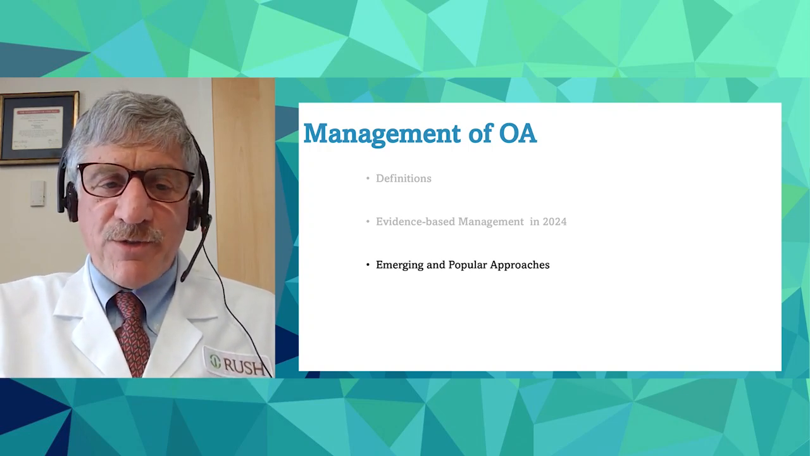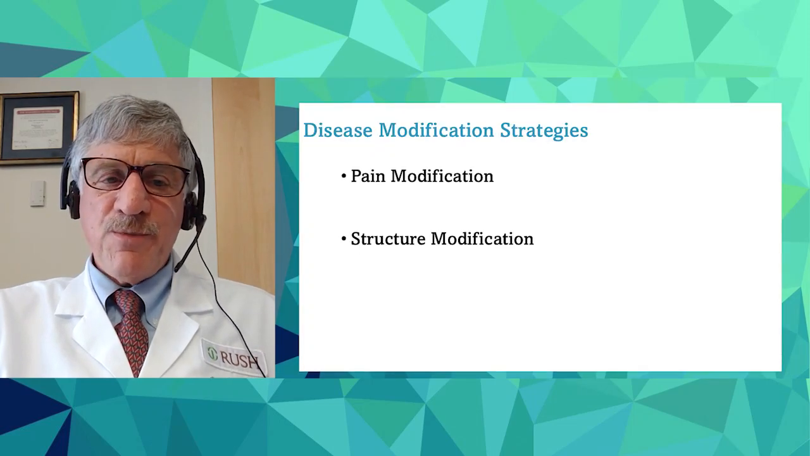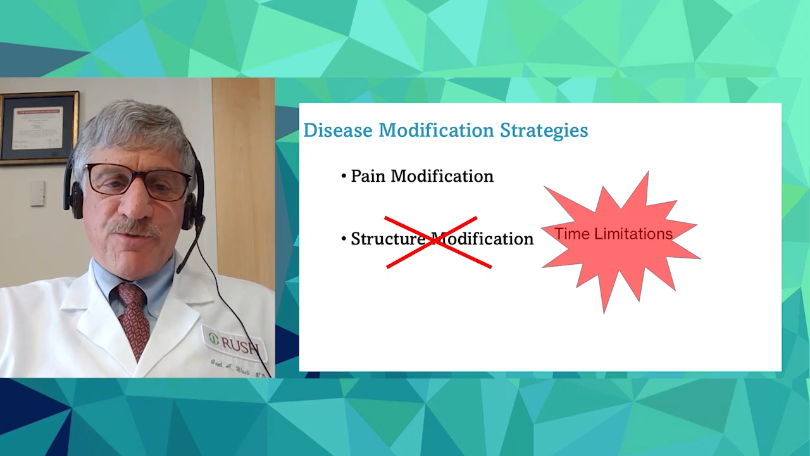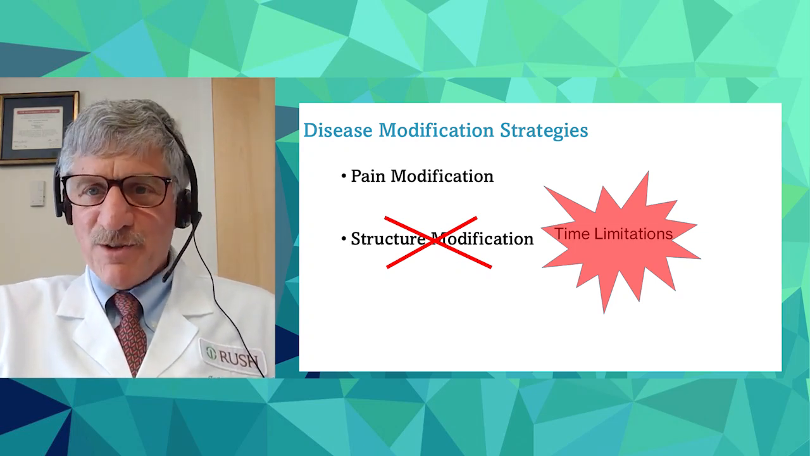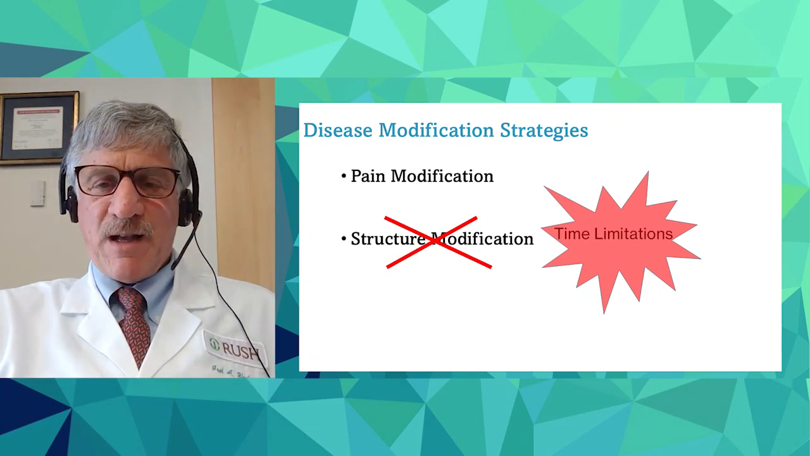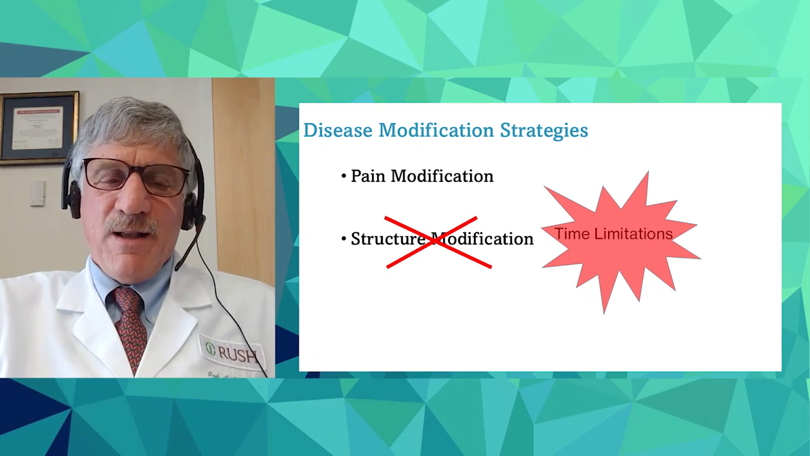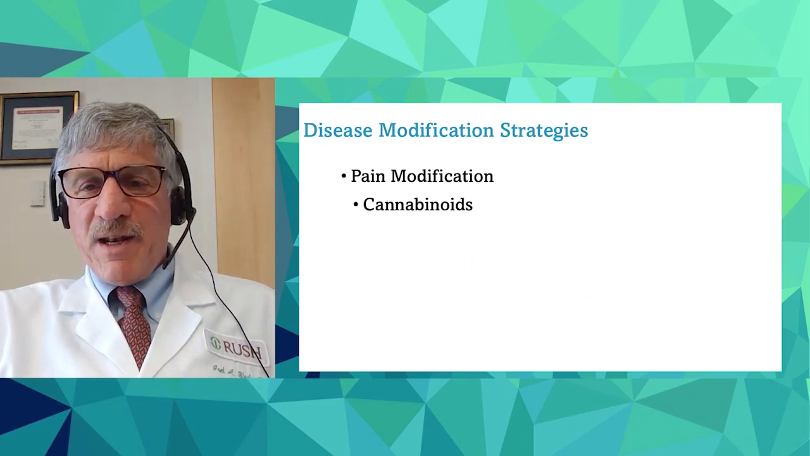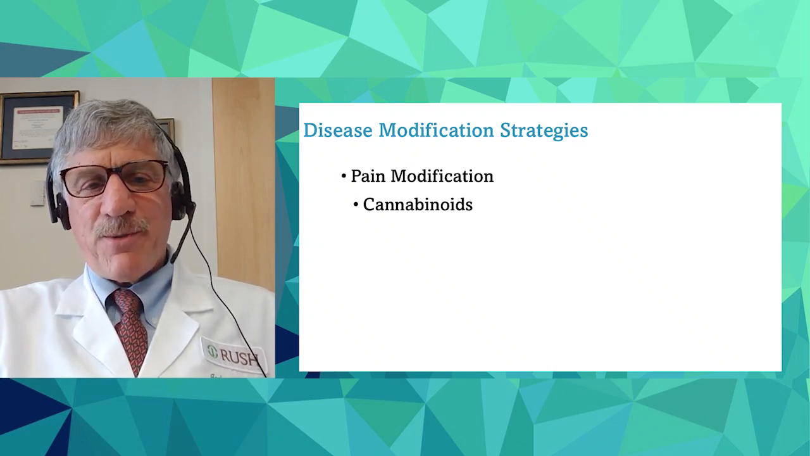So having said all of that, let's talk about just a couple of emerging and popular approaches. You can talk about disease modification both in terms of pain and structure. I'm not going to talk at all about structure modification, cartilage regeneration, just because there's no time. I'm going to limit my comments to improving pain because this is World Pain Awareness. I'm going to start with cannabinoids because if I don't mention cannabinoids, I always get asked about them.